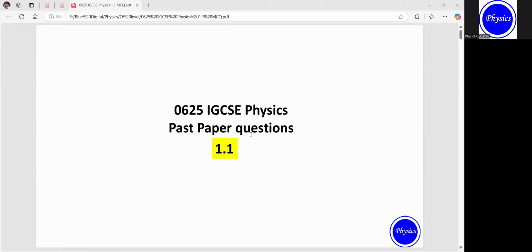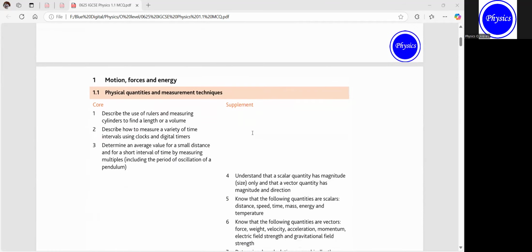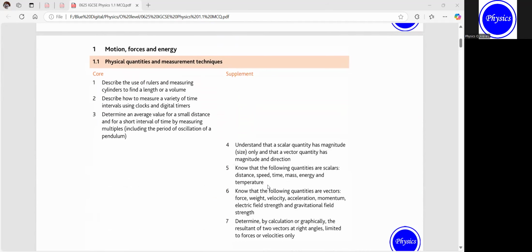Hi everyone. This video is about 0625 IGCSE Physics, past paper questions dealing with section 1.1. Section 1.1 deals with physical quantities and measurement techniques. Under the core section, we have measurement of length, volume, time. And under the supplement section, we have scalars and vectors.